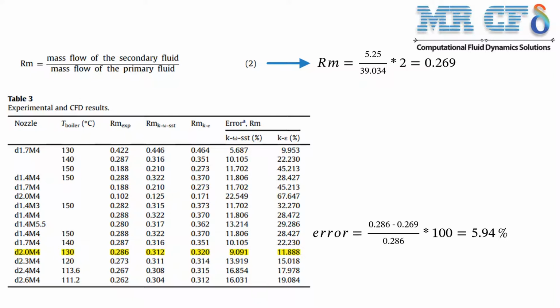After obtaining the value for Rm, by going into Table 3, in front of the D20M4 nozzle, you can see that the value of experimental Rm is equal to 0.286. And now if we calculate the error, we can see that the maximum error for our CFD simulation in comparison to the experimental data acquired by the paper is equal to 5.94%, which is lower than the amount of error the paper itself reported.